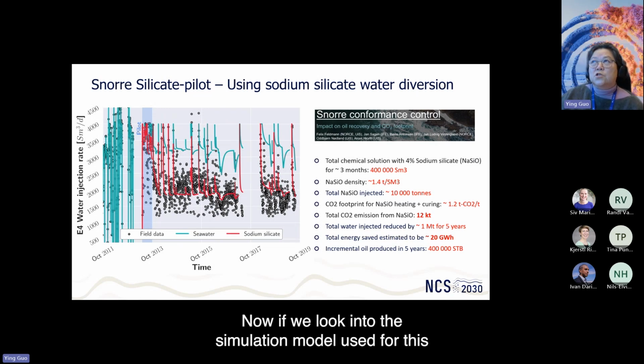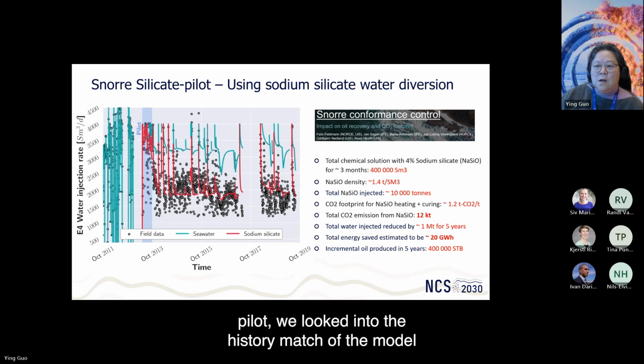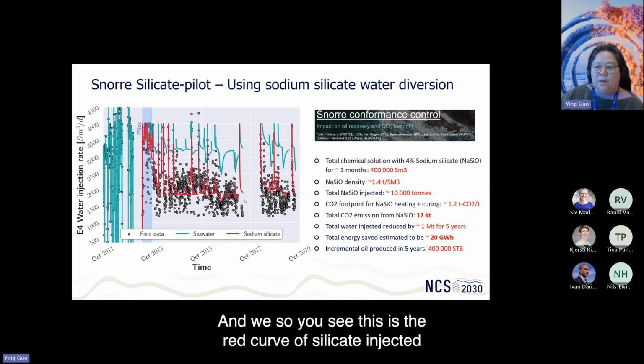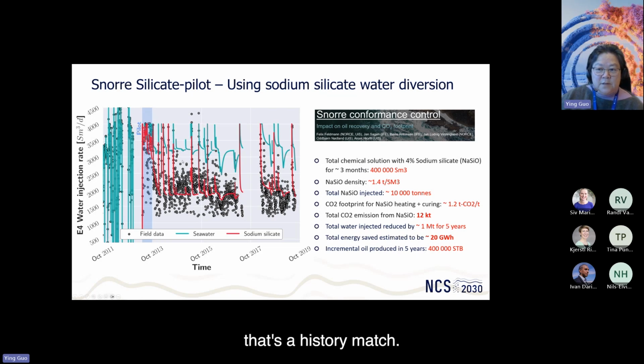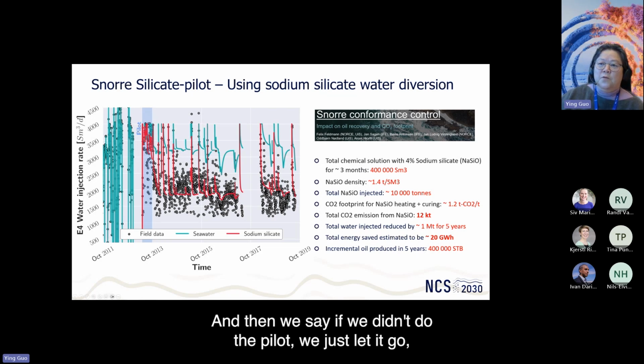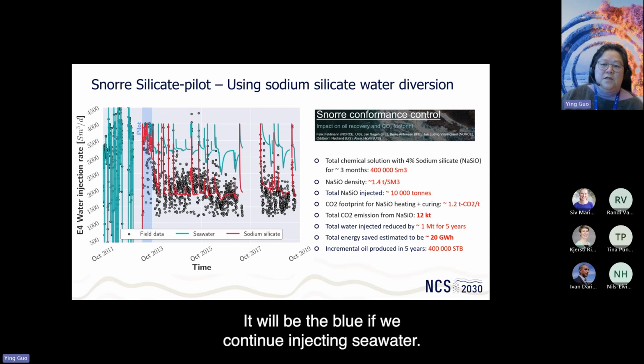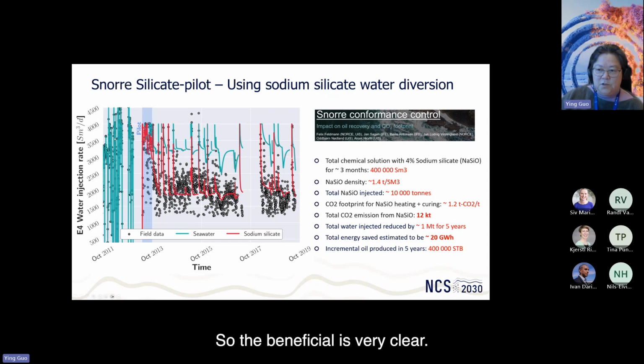Now, if we look into the simulation model used for this pilot, we looked into the history match of the model itself, both before the injection and after injection. You see, this is the red curve of silicate injected. That's a history match. And then we say, if we didn't do the pilot, we just let it go, what would be the situation? It will be the blue if we continue injecting seawater. So the benefit is very clear.